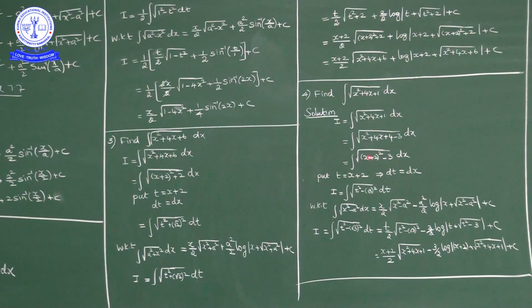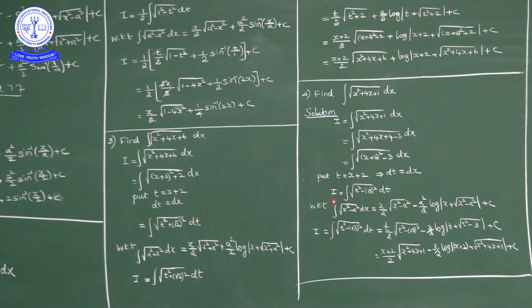Okay, so in place of x plus 2 substitute t. x plus 2 is equal to t, then dx is equal to dt. So integration I reduces to I is equal to integral of square root of t square minus root 3 square dt. Okay, in place of x plus 2 I will write t, so t square minus 3 I will write as root 3 square.